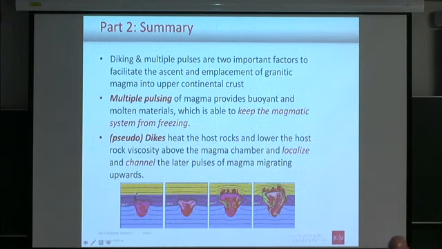So just to summarize this, I think that this shows clearly that multiple pulses is something that we should really take into account in this kind of model. Just looking at one single pulse is probably not enough, and we need some kind of diking-like rise mechanism in the crust to actually look at this.